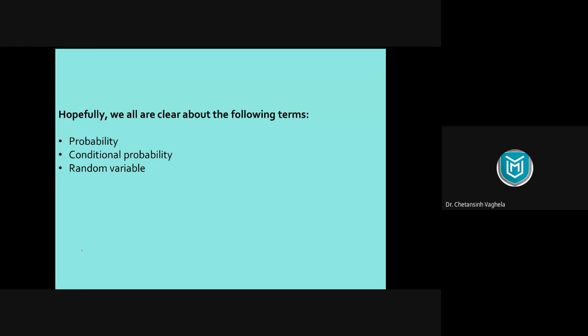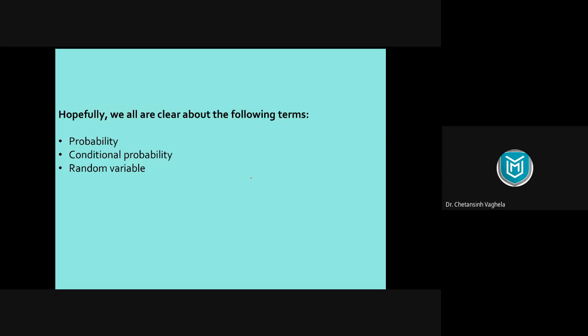Let me choose my pen. What's wrong with this? Just give me one minute. My pen first. Yes. Good.